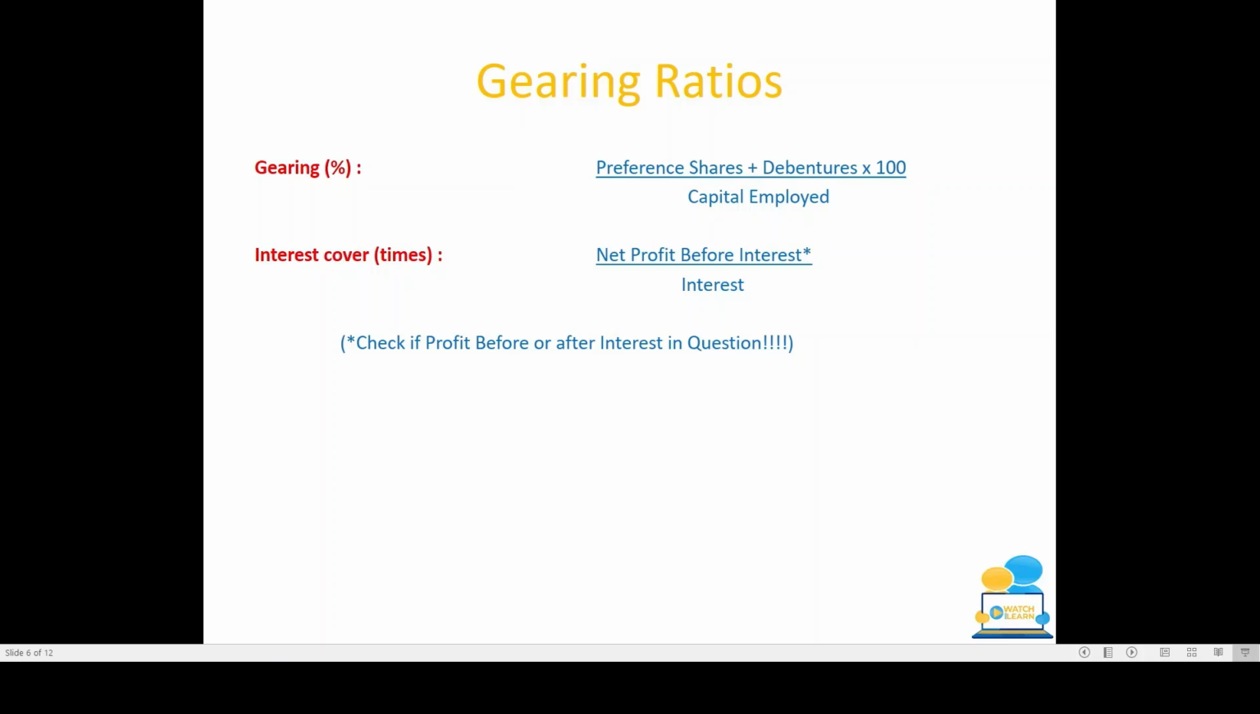Interest cover, again, is net profit before interest, which we spoke about before, and then that's just over interest. And again, that will be in times, and gearing, your answer will be a percentage.